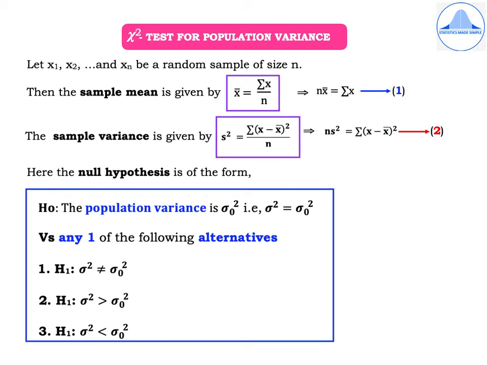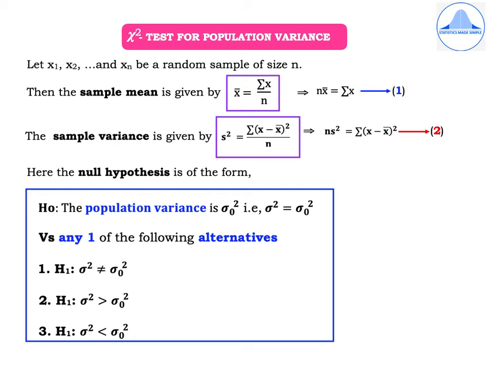Then we also know that the sample variance is given by small s square equal to summation x minus x bar the whole square divided by n, which implies, if you cross multiply, you'll get n s square is equal to summation x minus x bar the whole square, which I call equation 2. Now, under this test, the null hypothesis is of the form H naught.